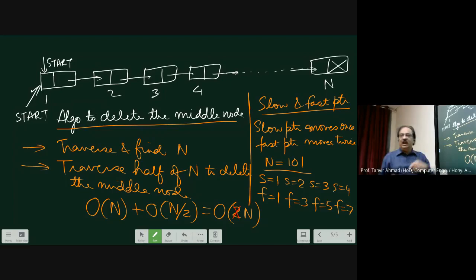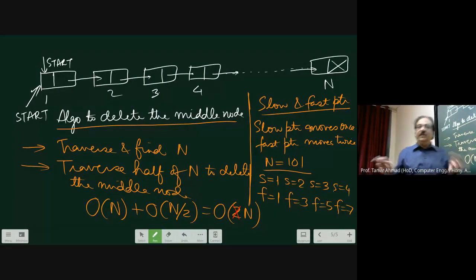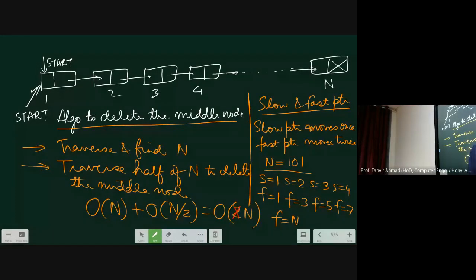When F reaches the last, S will be at the half of that. Now you see, half of 5 is 2.5, then you take the ceiling, it is 3. Half of 7 is 3.5. Take the ceiling, it is 4. That means when F is at n, S will be at nothing but the ceiling of n by 2. You know this symbol? It's called the ceiling.